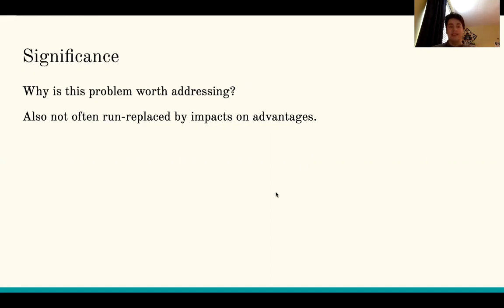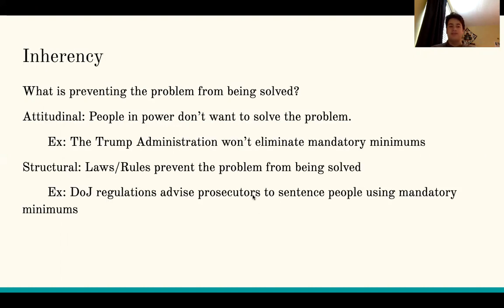Next is significance. Very similar to harms. It asks, why is this problem worth addressing? Again, it's not often run. It's replaced by impacts, and more specifically by impact calculus. Generally, when we're asking ourselves the question, why is X or Y problem worth addressing, we're doing it in the context of impact comparison. You can check out some of our other lectures in order to understand more about impact comparison. But similar to harms, you do not need to run a significance contention in modern day Eastern Missouri affirmatives.